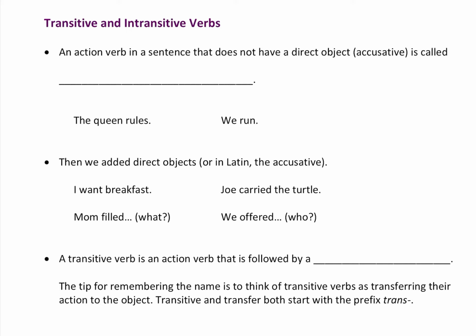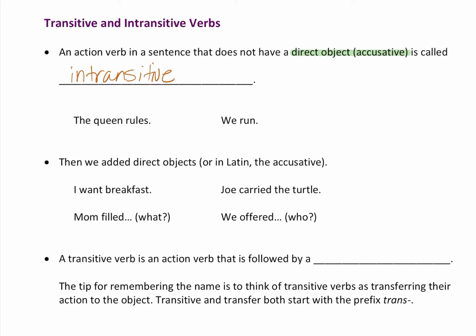We're going to talk about transitive and intransitive verbs first. So in Latin, when we first read sentences, the sentences did not require direct objects. Remember, a direct object is also called an accusative. And an action verb in a sentence that doesn't have a direct object is called an intransitive verb. Okay, so here's an example.